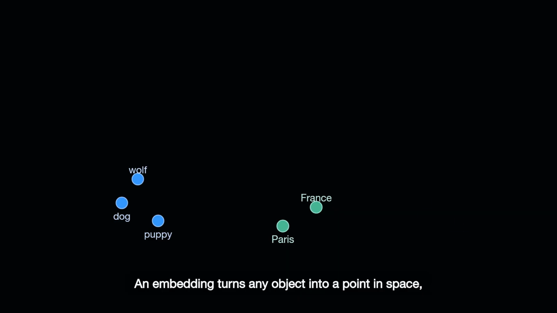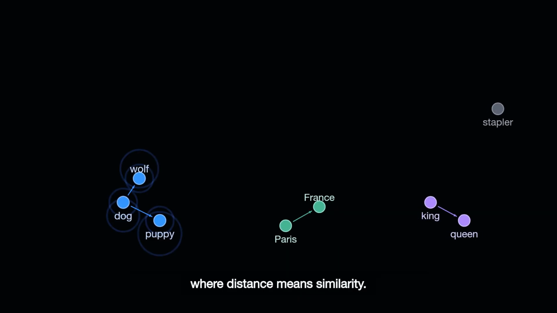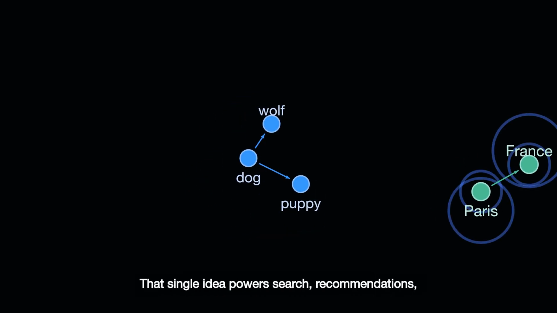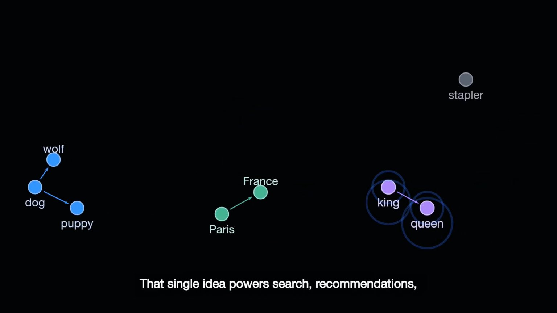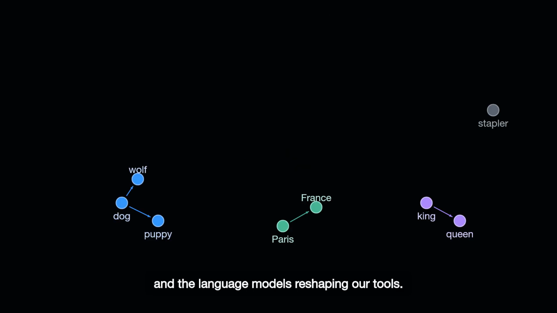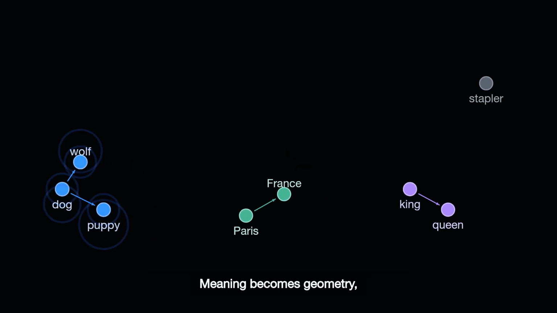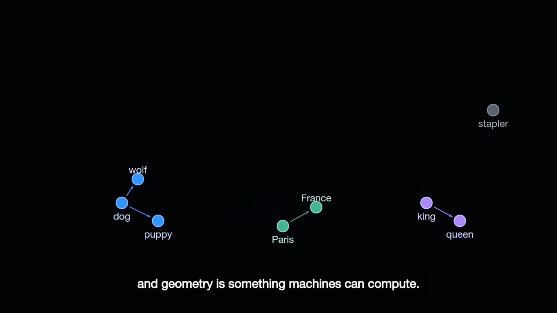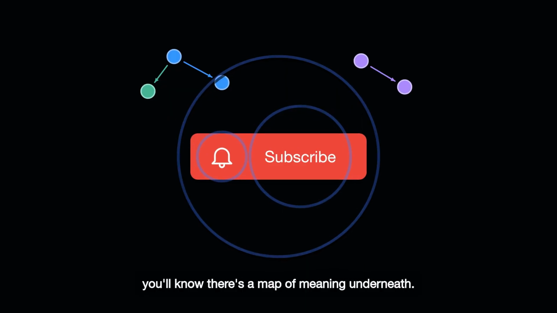If you remember one thing, make it this. An embedding turns any object into a point in space, where distance means similarity. That single idea powers search, recommendations, and the language models reshaping our tools. Meaning becomes geometry, and geometry is something machines can compute. So next time an app just gets what you meant, you'll know there's a map of meaning underneath.